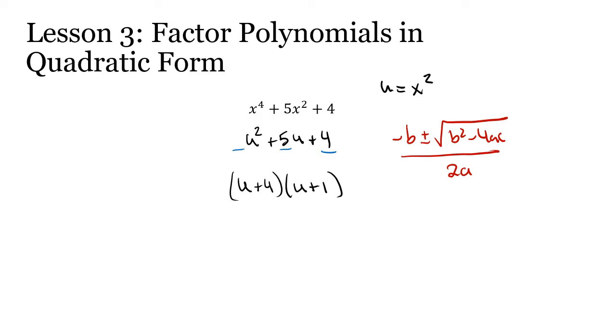Now we know what u equals. u is actually equal to x squared, so let's rewrite this as x squared plus 4 and x squared plus 1. Now if you had a difference of squares, you might have to simplify more, but we don't have to do that on this question. This is our final answer.